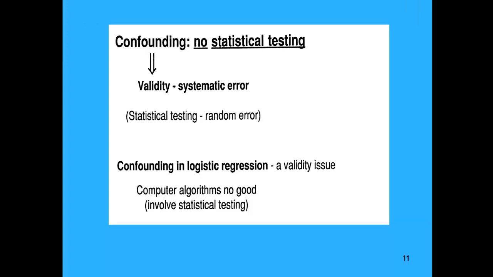So what do you do? Well, you have to see whether the odds ratio changes. How do you do that when you've got a lot of variables in the model? Well, we have to talk about that. You do statistical testing when you're talking about random error. So confounding in logistic regression is a validity issue, and computer algorithms, which involve statistical testing, aren't good, because if you're getting rid of variables because they're not significant, that's not the way you assess confounding. Although there are some variations on that. Again, I'm not going to talk about that today.